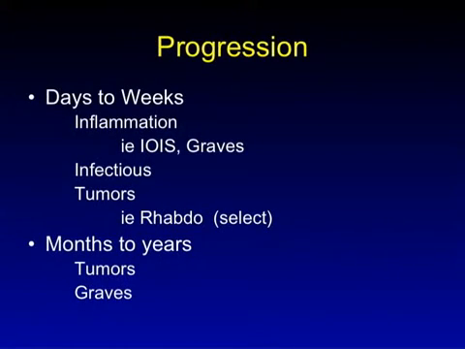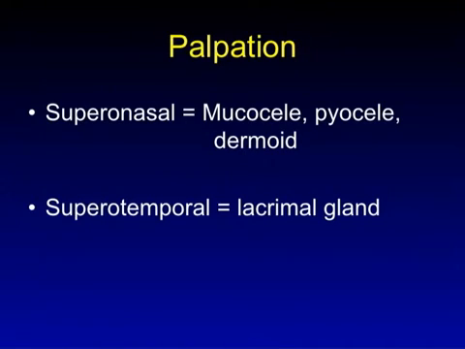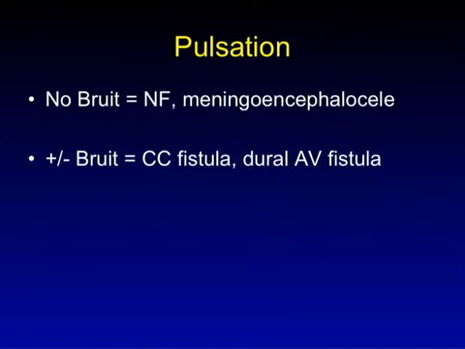Progression, an acute progression, you can think about inflammation, infection. I'd say hours, even more acute, would be hemorrhage. Months to years, tumors and Graves. Palpation is super important. We had a patient once that, just on palpation, you can tell that he had a mucocele, which was missed by some other doctors from an outside specialty. And supratemporal would be lacrimal gland. Pulsations are important. No bruit, you'd typically find neurofibromatosis or meningoencephalocele. And CC fistulas or dural AV fistulas may or may not have any sort of bruit.